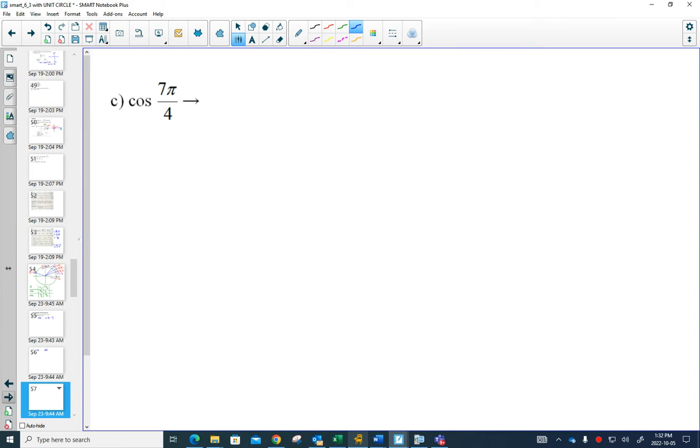Seven pi over 4. I know for cos it's root 2 over 2. I know this is in quadrant 4. Cos is positive in quadrant 4. You don't have to write a positive sign, but just the fact that I'm checking it means it has to be positive root 2 over 2.